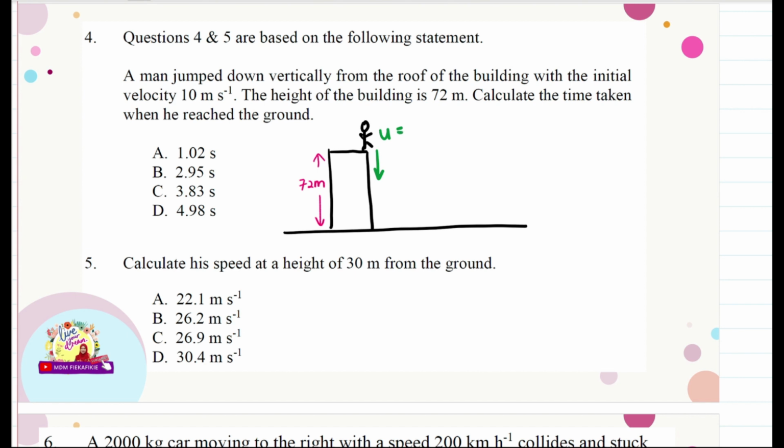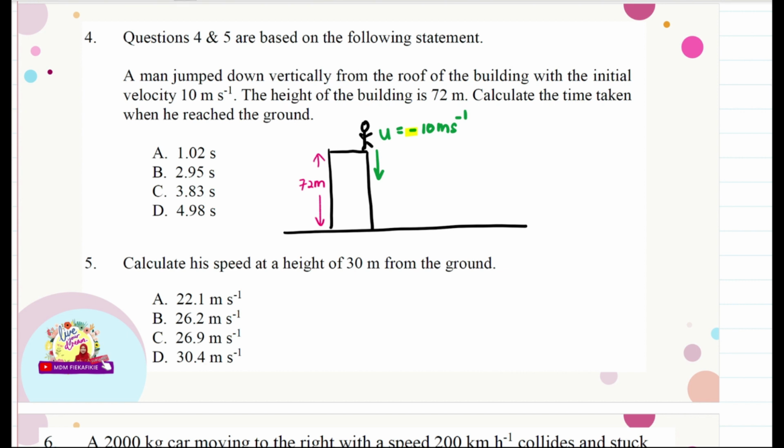Sebab dia jatuh ke bawah. Okay, you mesti letak negative in your calculation. So don't forget. Okay, and then soalan kata apa? Calculate the time taken when he reached the ground. So time taken when he reached the ground. So kita boleh kira lah berapa masa yang diambil.